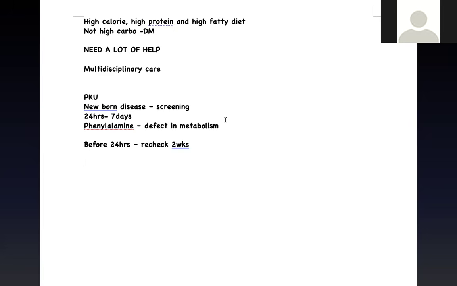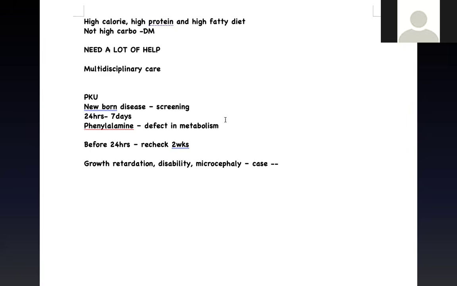How would the patient present if they lack metabolism of phenylalanine? What do you see? You see growth retardation. You see disability. And then you're going to see microcephaly. The head is going to be small. And this may be a case study. What is going to be happening?